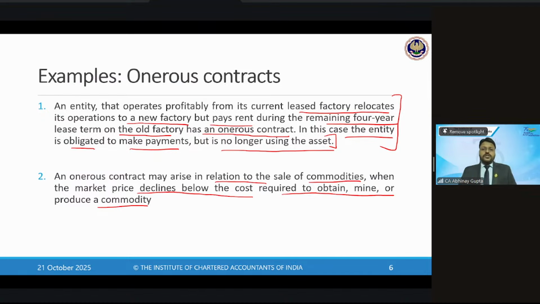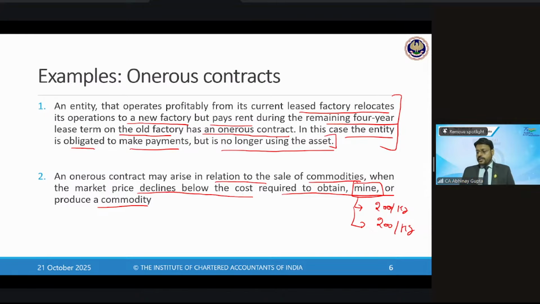So the company which was in the contract to supply this copper commodity at a particular price will now face challenges because it will become costly for them to mine the copper, right? Because the mining cost of the copper is only say 200 per kg, and the price in the market is also quoting at 200 per kg, right? Then what's the benefit for this company to mine the copper and sell it, right? So this contract will become an onerous contract for the company, right?